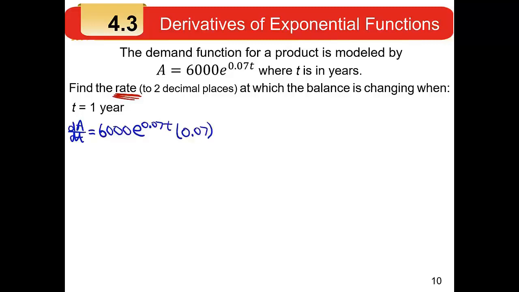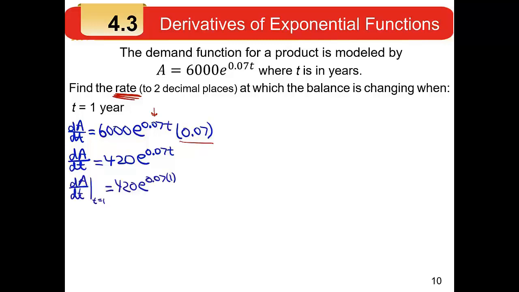If you have a number times the function, the derivative is just the number written down times the derivative of the function. So you just write the 6,000 down and multiply by the derivative of e to the 0.07t. The derivative formula for the exponential says you write the exponential down and then you multiply by the derivative of the exponent. Well, the derivative of 0.07t is just 0.07. If you multiply 0.07 times 6,000, you get 420, so you end up with 420 e to the 0.07t. They want to know the rate at 1 year, so you just plug a 1 in.